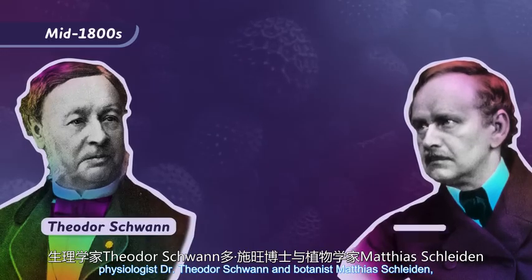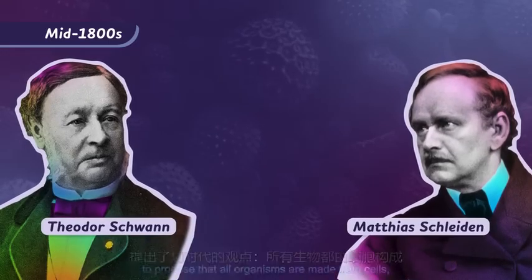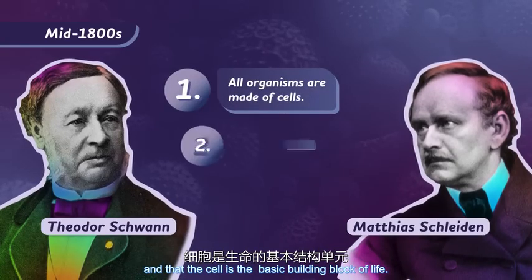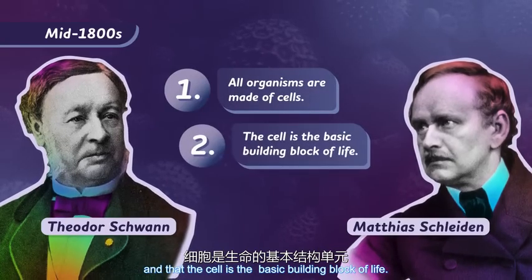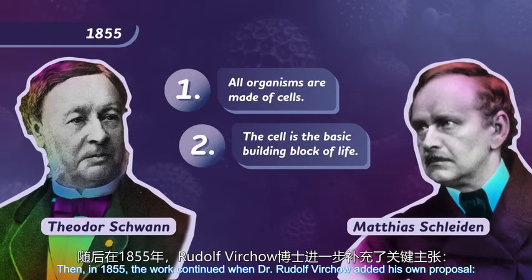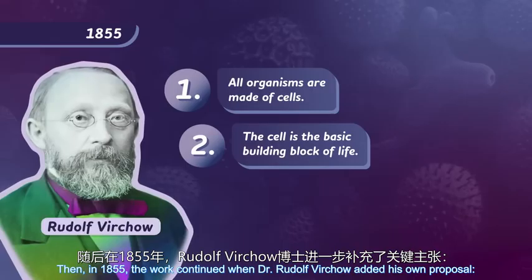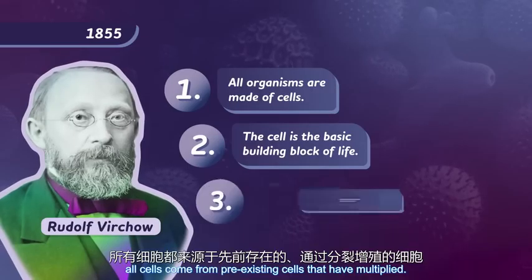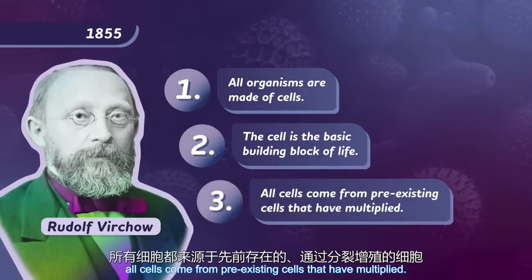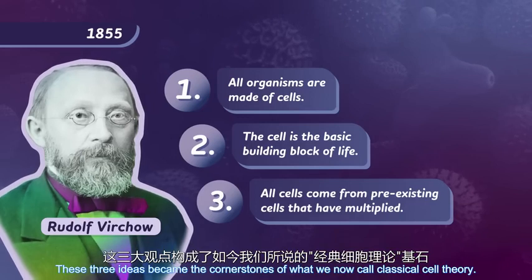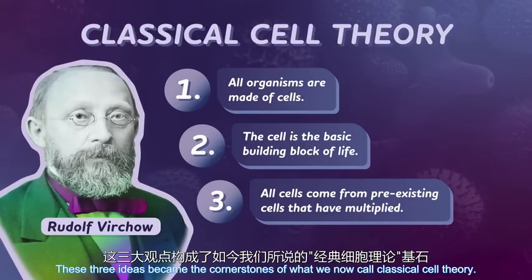In the mid-1800s, Hooke's sketches of the microscopic world led a couple of other scientists, physiologist Dr. Theodor Schwann and botanist Matthias Schleiden, to propose that all organisms are made from cells, and that the cell is the basic building block of life. Then, in 1855, the work continued when Dr. Rudolf Virchow added his own proposal. All cells come from pre-existing cells that have multiplied. These three ideas became the cornerstones of what we now call classical cell theory.